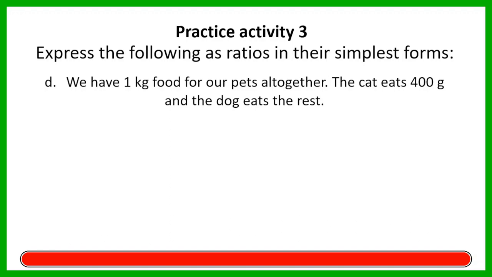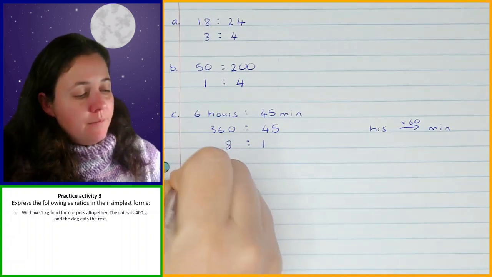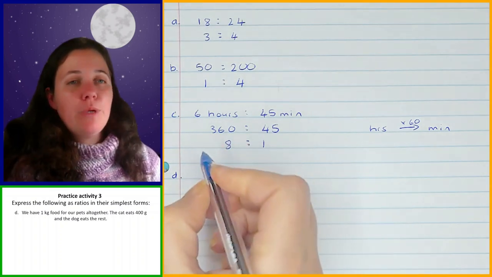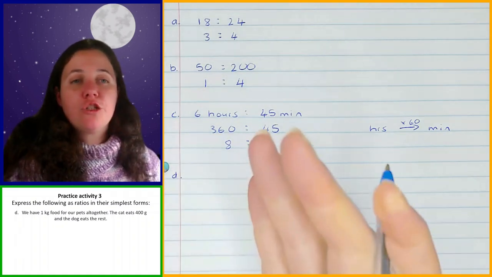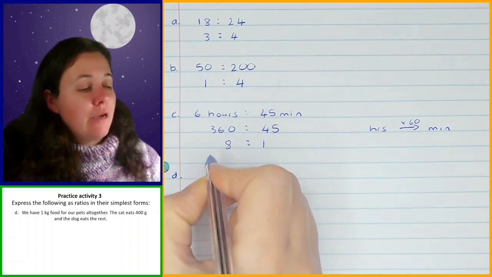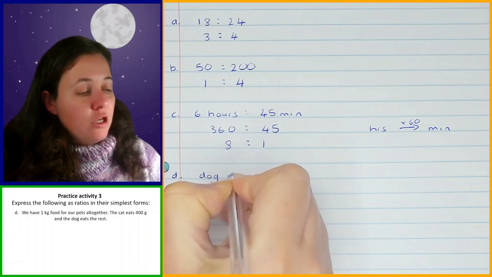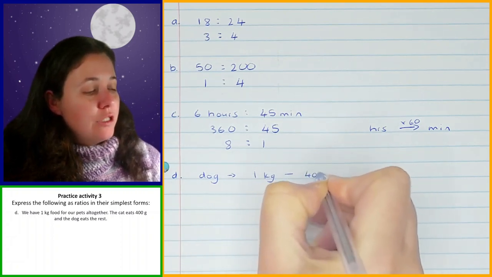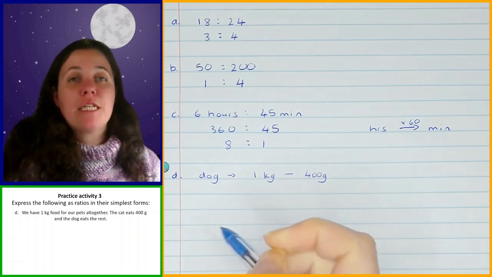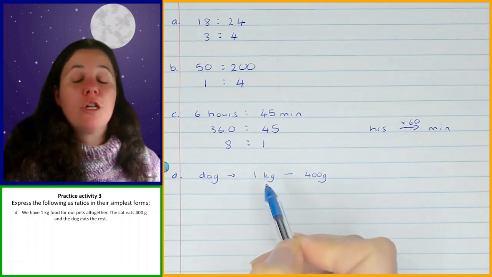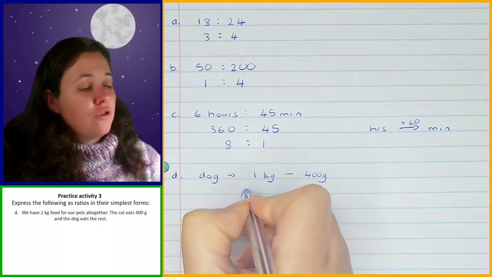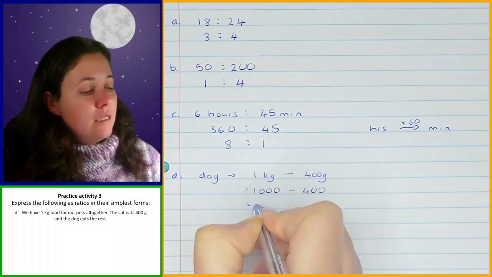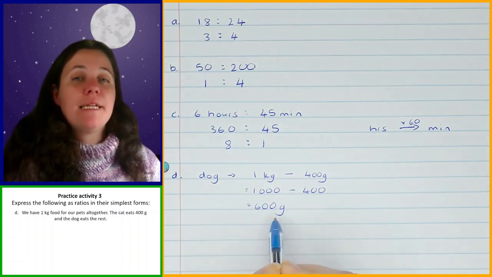Okay, so let's go through that. For question D, we have 1 kilogram of food for our pets altogether. The cat eats 400 grams and the dog eats the rest. So the first thing we need to do is work out how much the dog actually eats, because we can't make a ratio if we don't have both values. Okay, so we need to find out what the dog eats. So the dog eats 1 kilogram of food minus 400 grams. So now, obviously, just like with ratios, we need to have the same unit of measurement, because we can't do calculations with different units of measurement. So I need to first convert the kilograms to grams by multiplying by 1,000. So that's 1,000 minus 400, and that gives me 600 grams. So I now know that the dog eats 600 grams of the food.